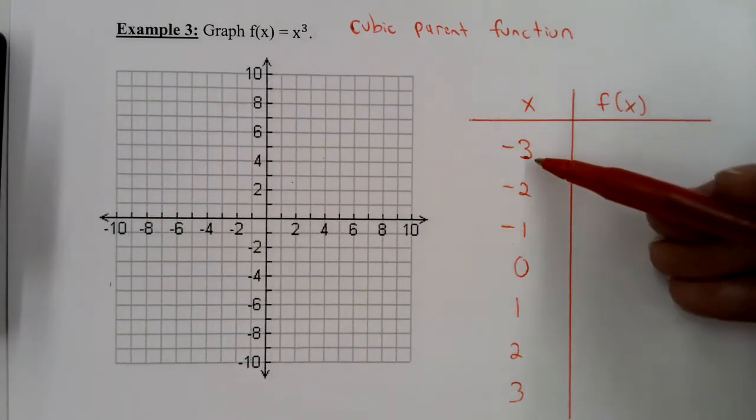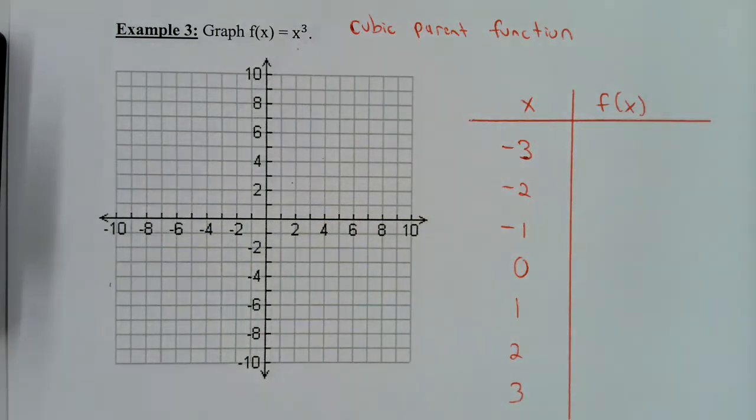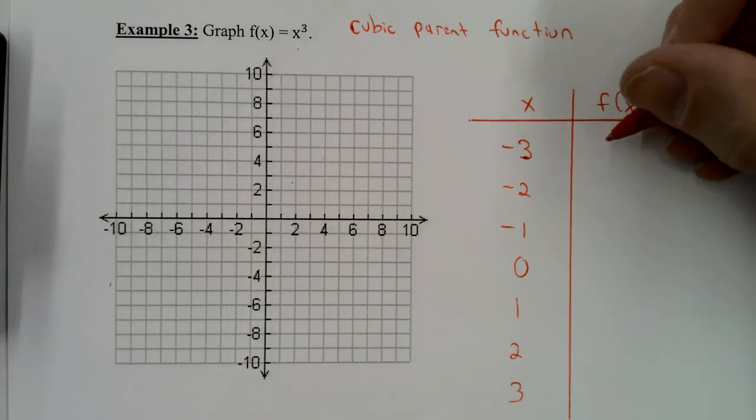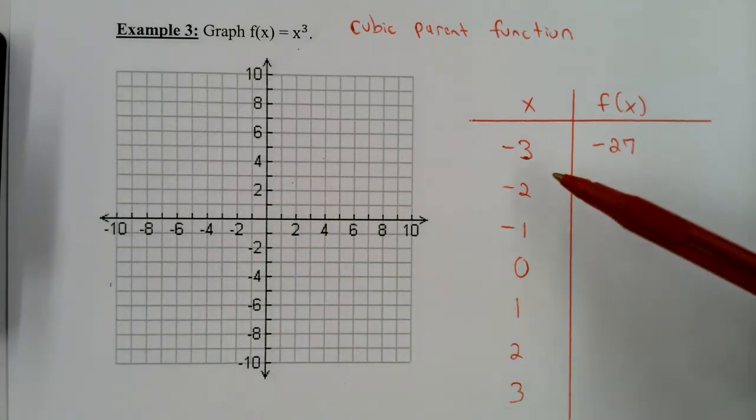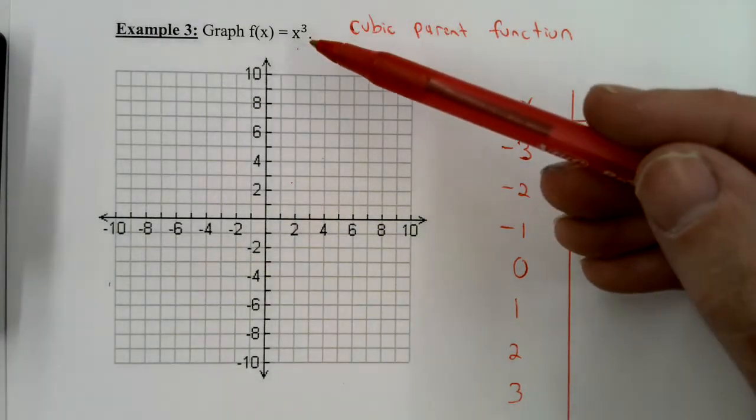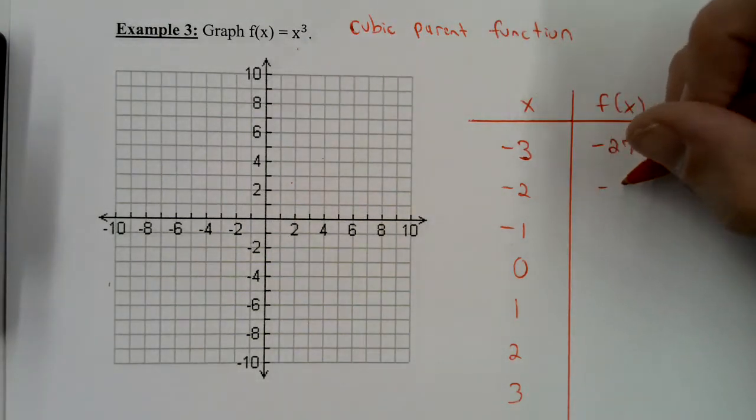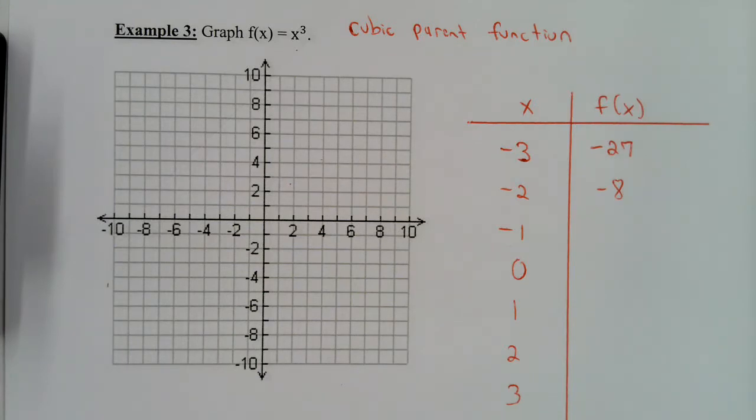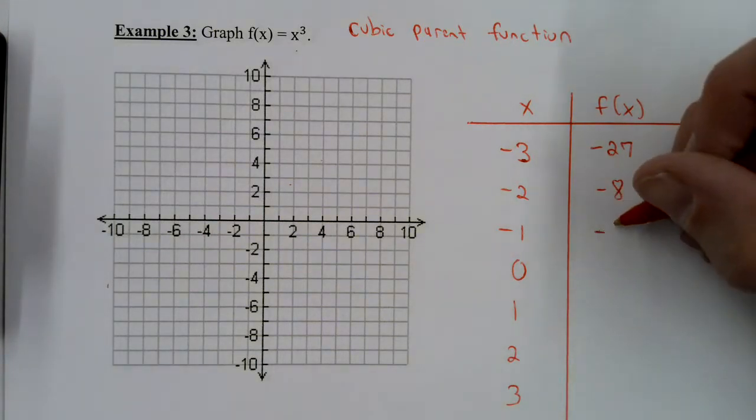When x is negative 3, f of x equals negative 3 cubed. That means negative 3 times negative 3 times negative 3, which is negative 27. So that's not going to fit on our graph, but no problem. Okay. When x is negative 2, negative 2 cubed means negative 2 times negative 2 times negative 2, which is negative 8. Negative 1, so negative 1 times negative 1 times negative 1 is negative 1.